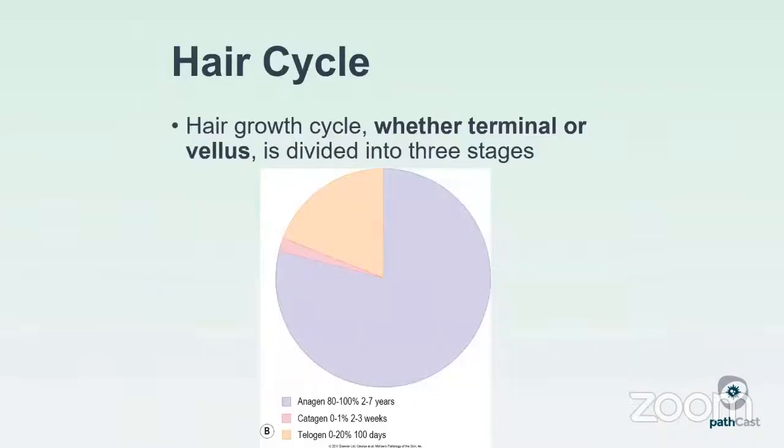So that brings us to our hair cycle. Our hair cycle, whether terminal or vellus, is divided into three stages. Meaning the hair cycle happens to terminal hairs, and it happens to vellus hairs. We have three stages. The longest stage is anagen. Most of our hairs are in the anagen stage, about 2 to 7 years they spend in that stage. Then there's a 2 to 3 week catagen phase, followed by a very short telogen stage. So 2 to 3 weeks for catagen, 100 days for telogen.